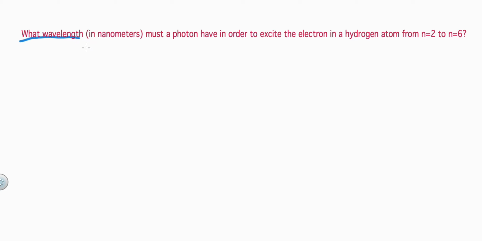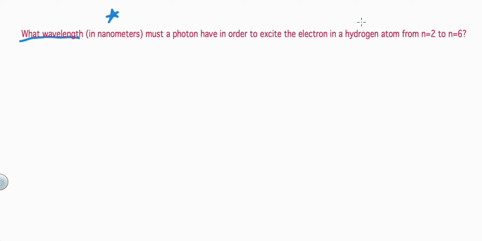What wavelength in nanometers? Okay, this is crucial to remember, because this is where I've messed up a lot of times, a lot of students mess up a lot of times. So I'll get back to that in a second, but this in nanometers, super important to remember. So what wavelength in nanometers must a photon have in order to excite the electron in a hydrogen atom?